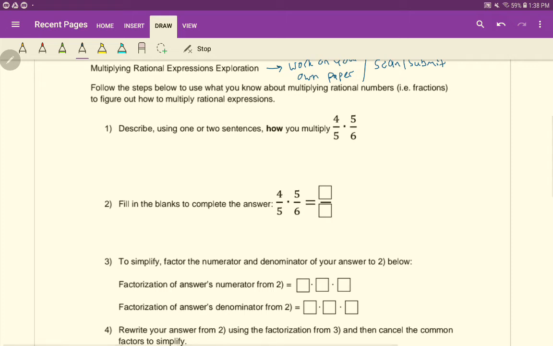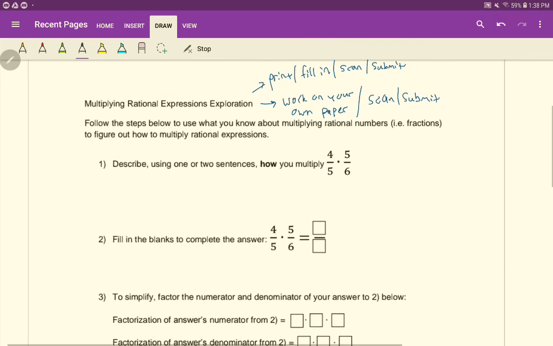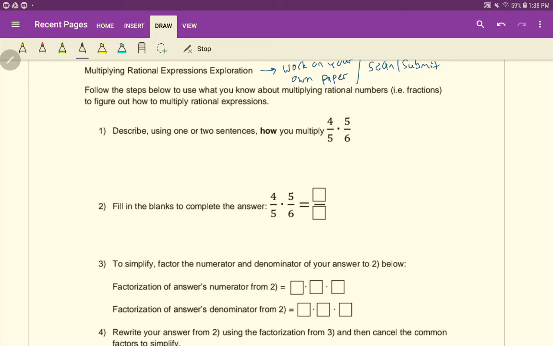Okay, so here's what I want you to do. To help you get a feel for what multiplying rational expressions is going to be like, I created these little steps for you guys to follow. Okay, so for number one here, I want you to describe using one or two sentences how you would multiply these two fractions together. You don't actually have to give me the answer, just describe it. One or two sentences on how you multiply those two fractions together.